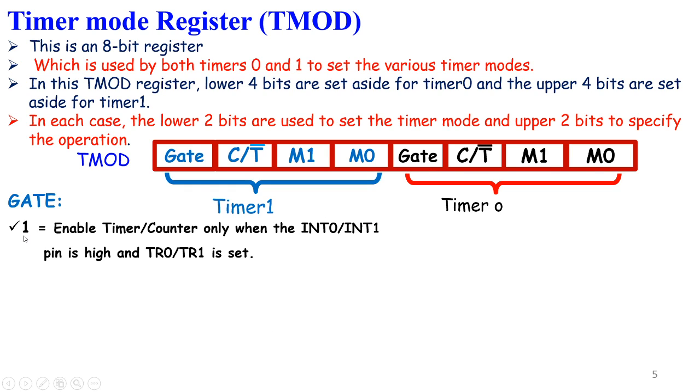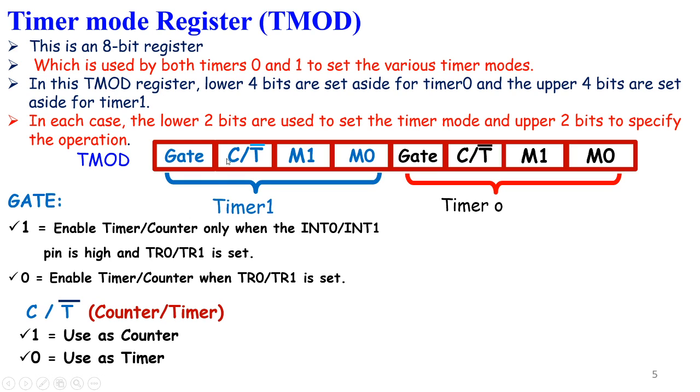For Timer 0 and Timer 1, the GATE bit is common. When GATE is equal to 1, the timer or counter is enabled only when the INT0 pin is activated, that is the external interrupt, and TR0 and TR1, the timer run bits, are set. When GATE is equal to 0, the timer or counter is enabled when TR0 and TR1 are set.